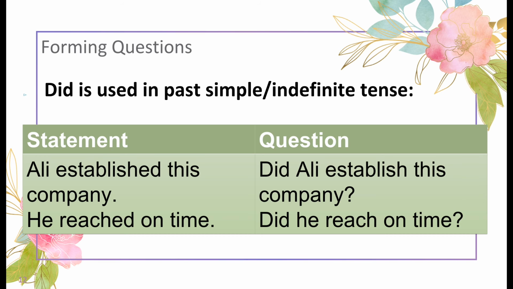Let's look at the second example. He reached on time. Did he reach on time? Again, notice that did is in the past tense and therefore reach does not have the indication of past tense. Did he reach on time? This is how you form questions in the past indefinite tense.